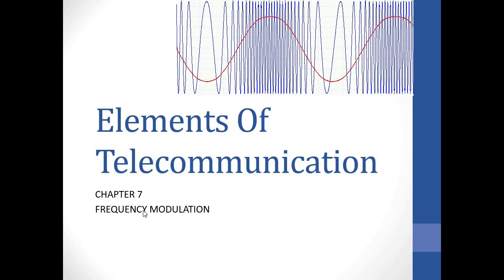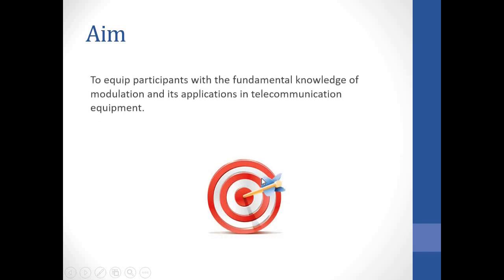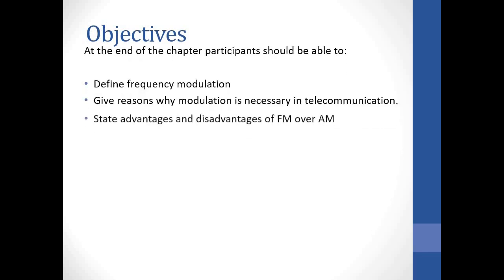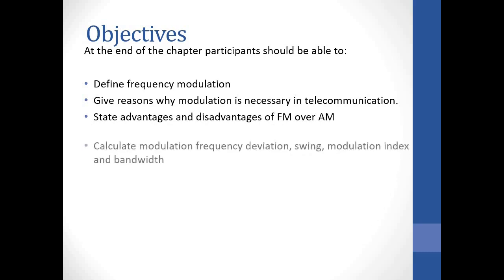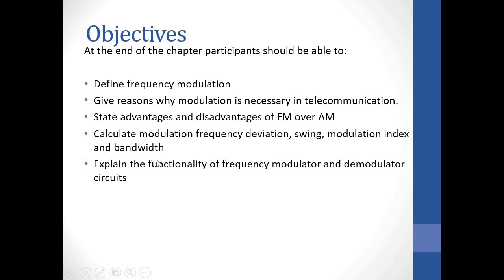Chapter 7 is about frequency modulation. We want to look at Chapter 7, frequency modulation. So let's start. The aim of this chapter is for you to know frequency modulation and how it can be applied in telecommunications systems. So you should be able to define frequency modulation, know the advantages of FM over AM, and also be able to calculate these factors of frequency modulation.